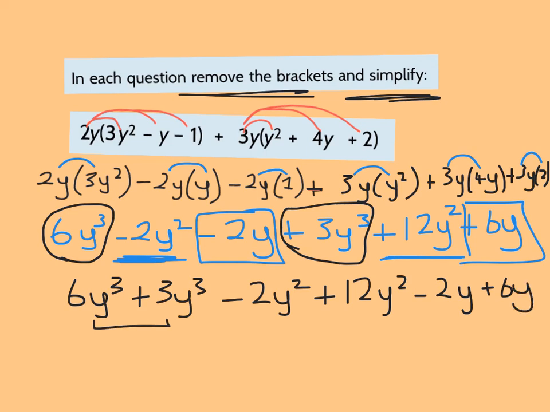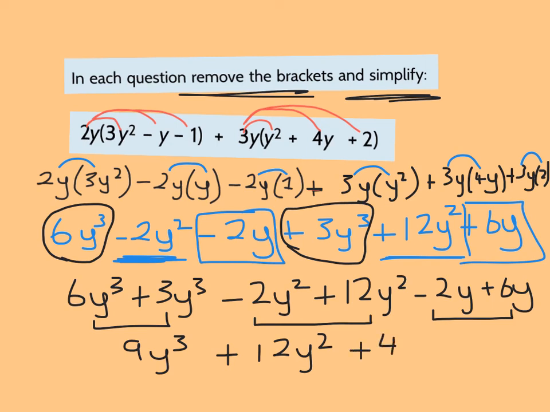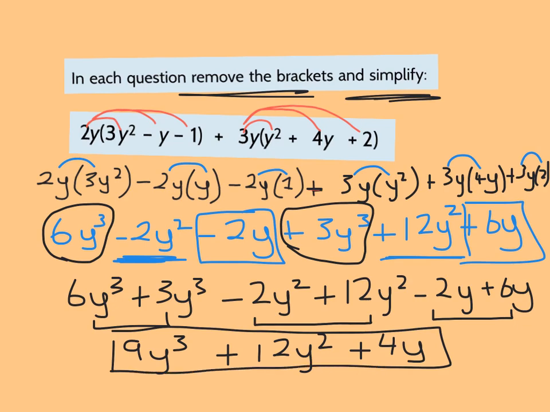Okay, adding those together, I get 9y cubed. I have minus 2y squared plus 12y squared. So that becomes plus 10y squared. Remember to use your calculator if you're stuck on the integer part. And then I have minus 2y plus 6y is going to give me plus 4y. And that's my final answer. I can't do anything else with that.